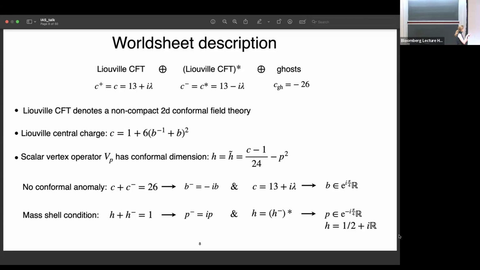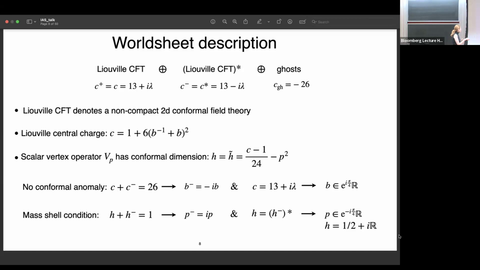The vertex operators of Liouville theory are all scalars, which means that h is equal to h tilde. And then it's again common to use the following parameterization for the conformal dimension: c minus 1 over 24 minus P squared. So P is called the momentum, and P is continuous. And to have a well-defined Worldsheet theory, of course, the conformal anomaly has to vanish. So all the central charges have to add up to 0. Or c plus c minus has to be 26 and then killed by the ghost. In terms of the b parameter here, this tells you how b minus, which is the b of the second theory, is related to the first b in this way.